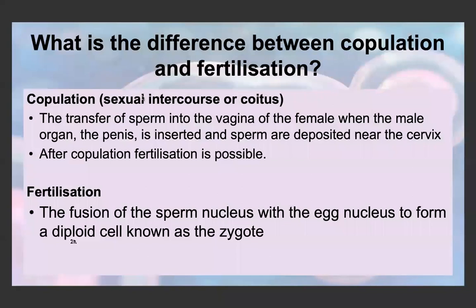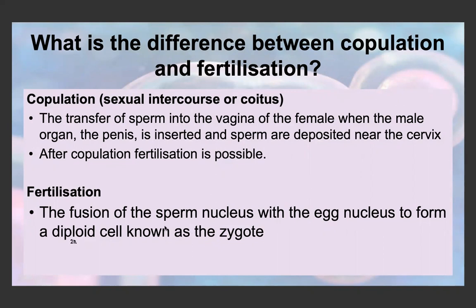So copulation is the same as sexual intercourse, or we often say coitus, which is the transfer of sperm into the vagina of the female when the male sex organ, the penis, is inserted and sperm are deposited near the cervix, so near the bottom of the uterus. After copulation, fertilization can occur.